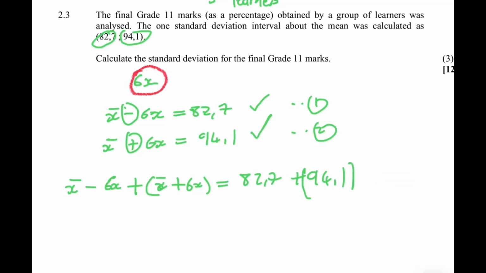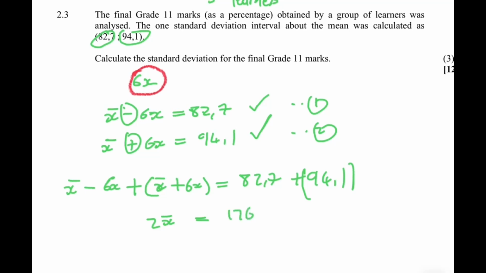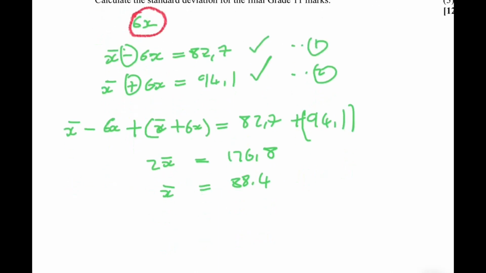So x bar plus x bar, or the mean, that will be 2 x bar, and then minus standard deviation plus standard deviation, that will be 0, right? That will be equals to 82.7 plus 94.1, which is 176.8, right? So now we can just say the x bar is equals to, we divide in both sides by 2, we get in 88.4. Now you can substitute your mean in any of the two equations and get your standard deviation.